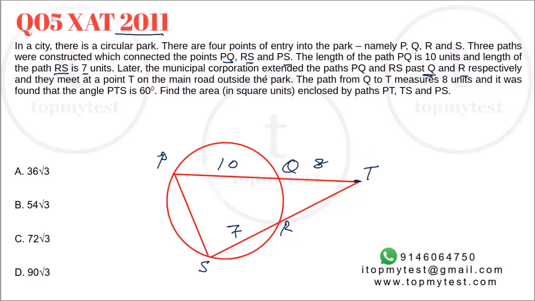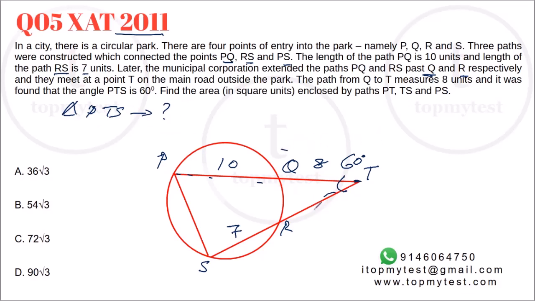Right, so if it is given to you that the angle PTS is 60 degrees, what is the area enclosed by the paths PT, TS and PS? So basically area of the triangle PTS. You need to find area of triangle PTS. Right, that's what you need to find.